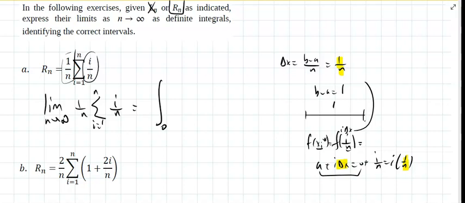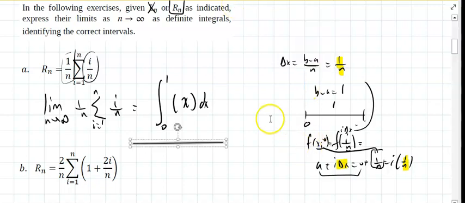And if we know a is 0 and the length of the interval is 1, we know that's 1. And what's f of x? Well, f of x is just x dx. So what do you substitute? I over n to get I over n. You just substitute it in x, nothing more.